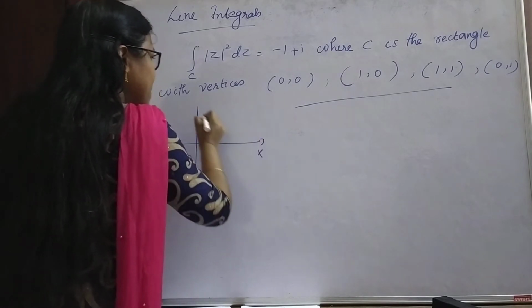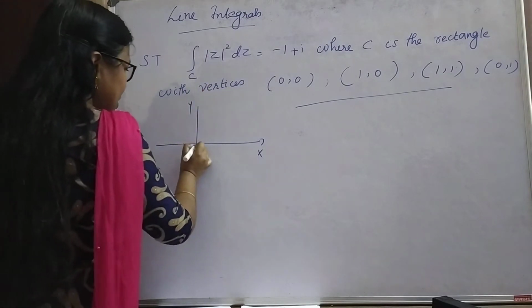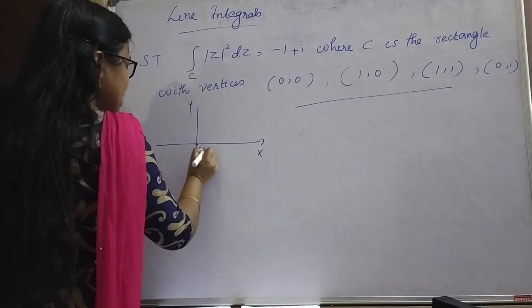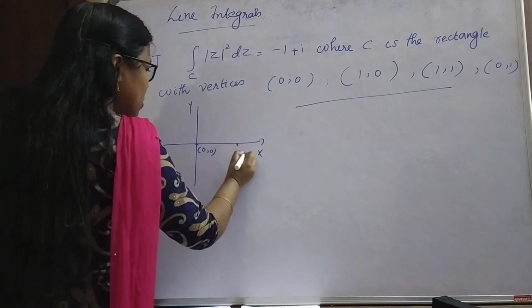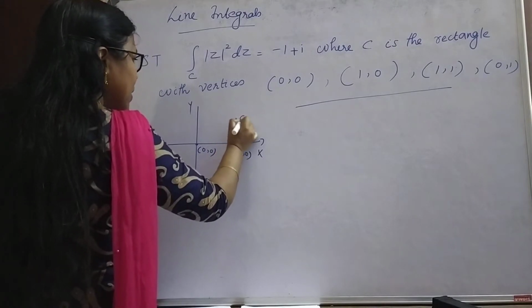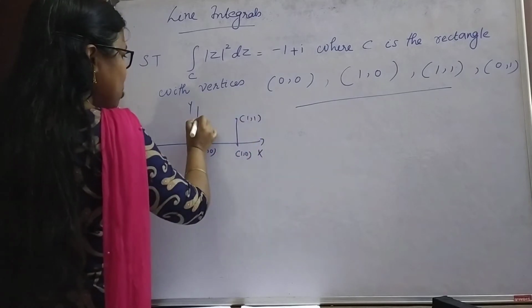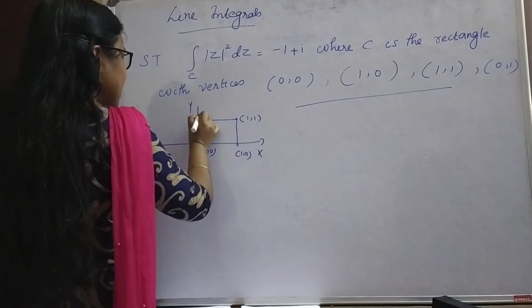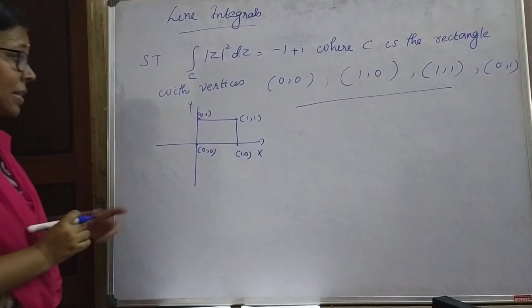X-axis, y-axis. (0, 0) is the origin. Origin (0, 0). Then (1, 0). Then (1, 1). Then (0, 1). Given it is a rectangle.